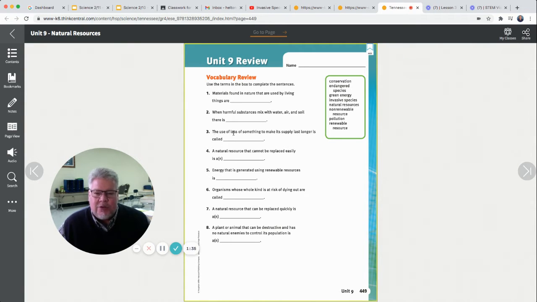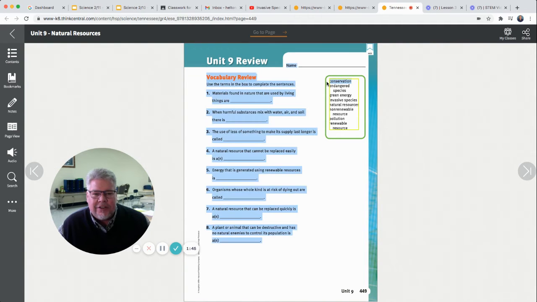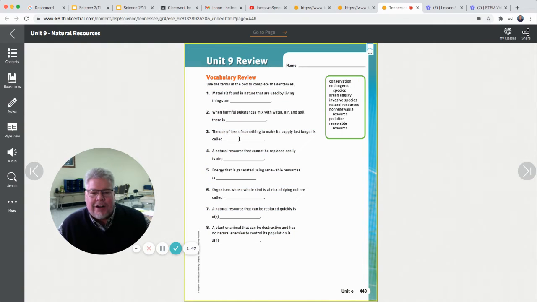Number 3, the use of less of something to make its supply last longer. We conserve it to make it last longer. That's called conservation. Conservation, the first word right here. Conservation means using less of something to make its supply last longer. Like shutting the sink off or turning the water off when you're brushing your teeth until you get all done and rinse everything out then.